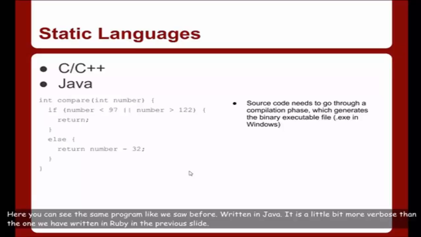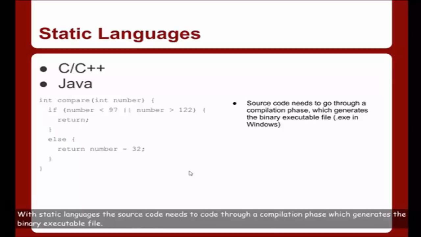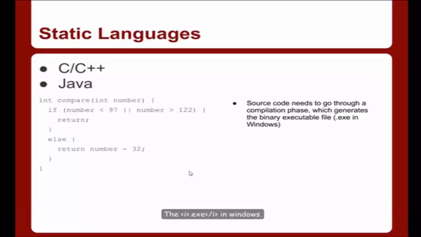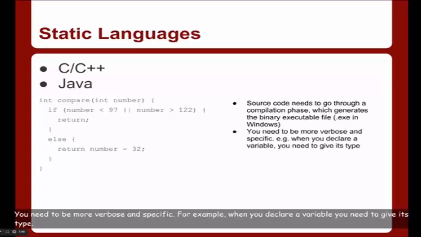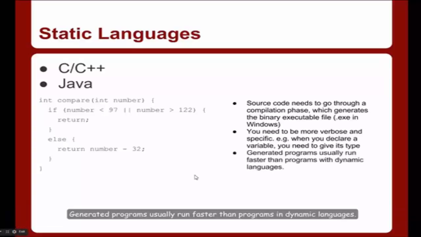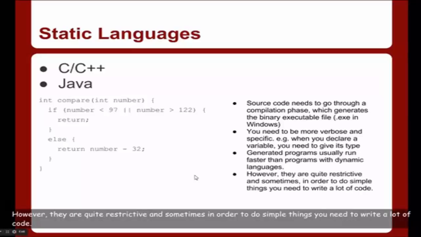With static languages, the source code needs to go through a compilation phase, which generates the binary executable file, the .exe in Windows. You need to be more verbose and specific. For example, when you declare a variable, you need to give its type. Generated programs usually run faster than programs with dynamic languages. However, they are quite restrictive, and sometimes in order to do simple things you need to write a lot of code.